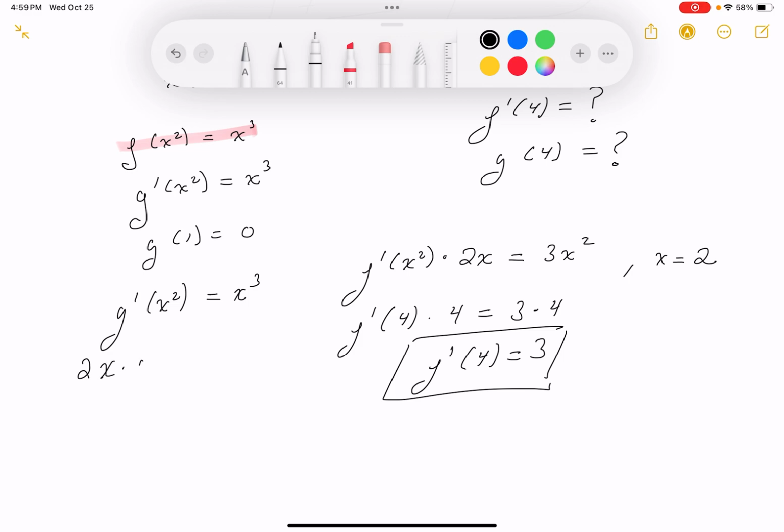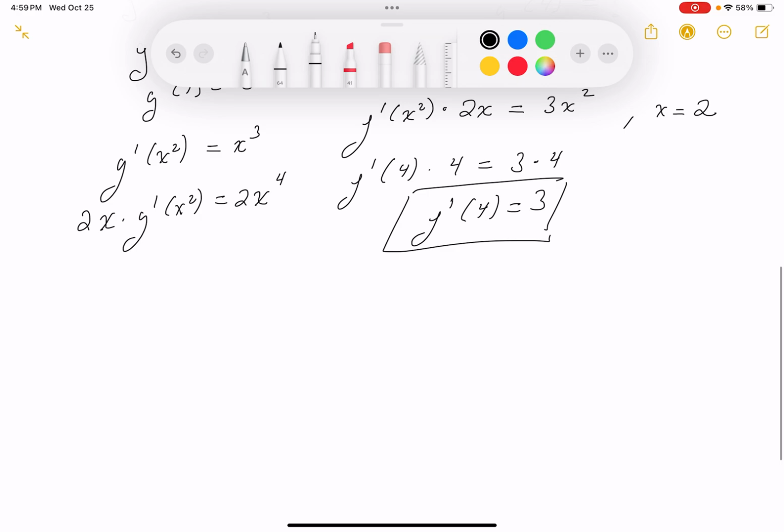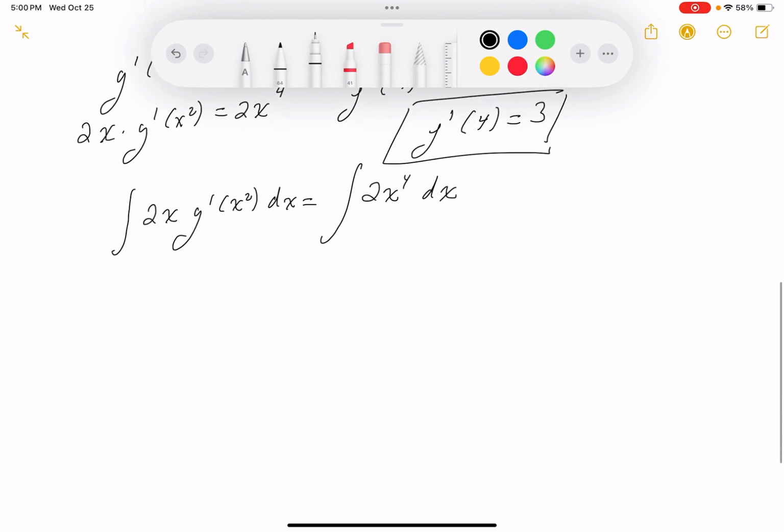So 2x times g prime of x squared. And again, the reason for 2x is that the derivative of x squared is 2x. And what's 2x times x cubed? It would be 2x to the fourth. All right? What I'm going to do now is integrate both sides. You get 2x g prime of x squared dx on the left, and the integral of 2x to the fourth dx on the right. These are indefinite integrals, by the way, and there will be a constant of integration. Let's not worry too much about that at this point.